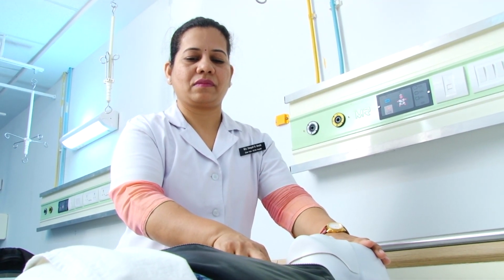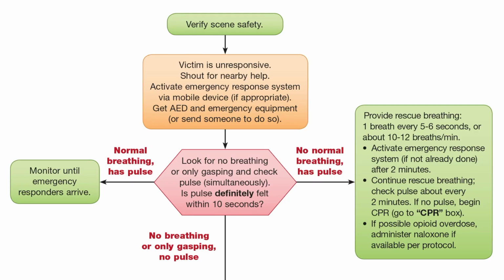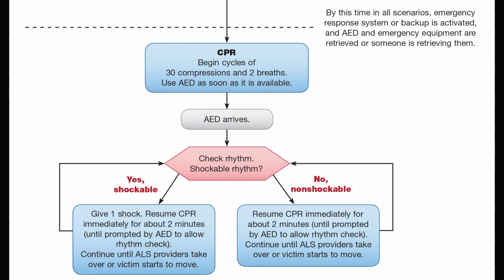Check the victim's chest for rise and fall. If there is normal breathing and a pulse, monitor until emergency responders arrive. If there is no normal breathing but there is a pulse, provide rescue breaths, one breath every 5 to 6 seconds, and check pulse about every 2 minutes. If the victim is not breathing normally or is only gasping and has no pulse, start high quality CPR.